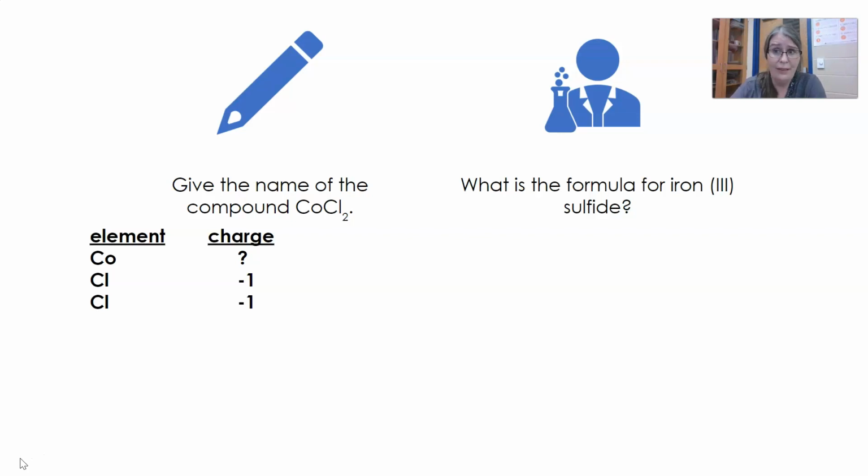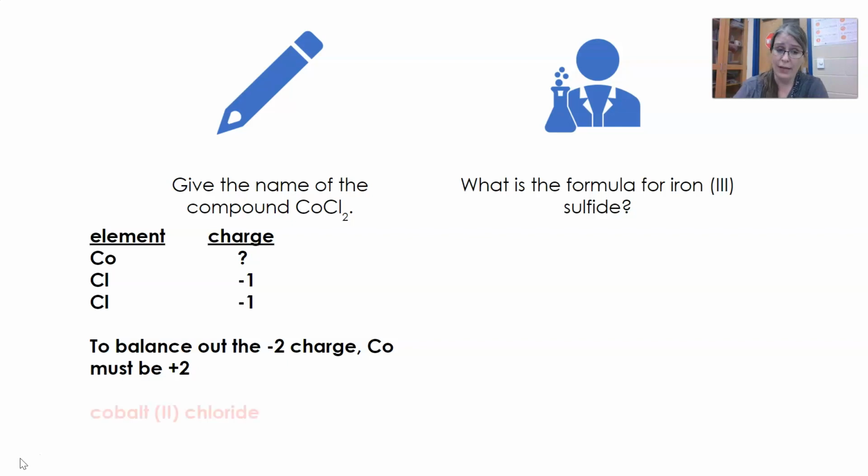Again, you can think about it like a very simple equation. We know in the end we have to have 0. So this is essentially x - 2 equals 0. Well, x - 2 equals 0 is pretty easy to solve. To balance out that -2 total charge, cobalt must be +2. And that means that it's not just cobalt chloride, it's in fact cobalt II chloride.